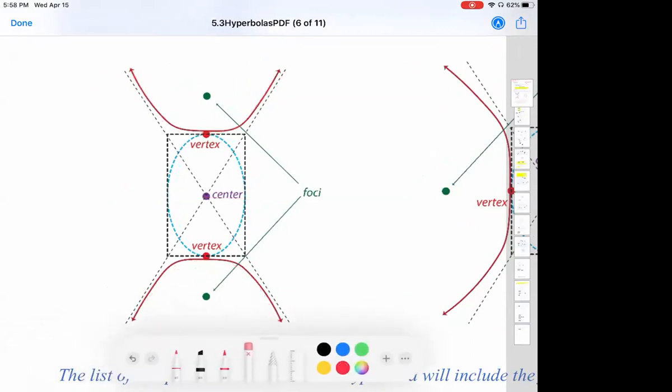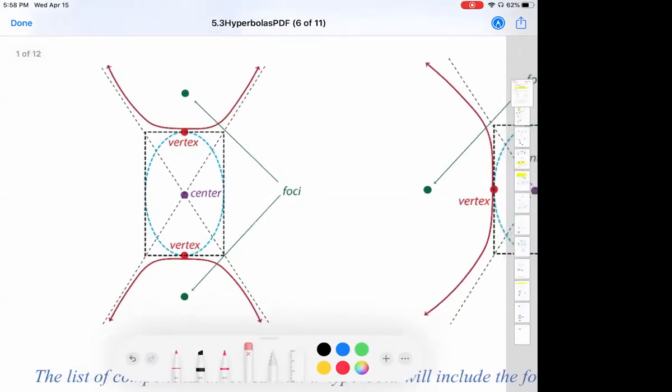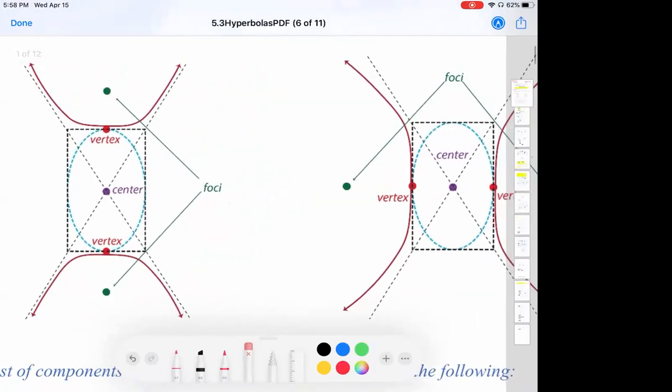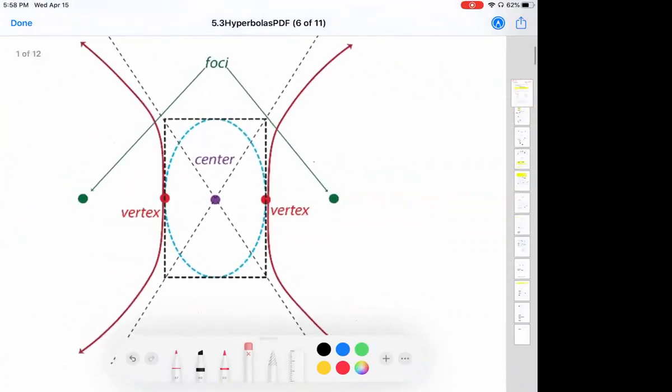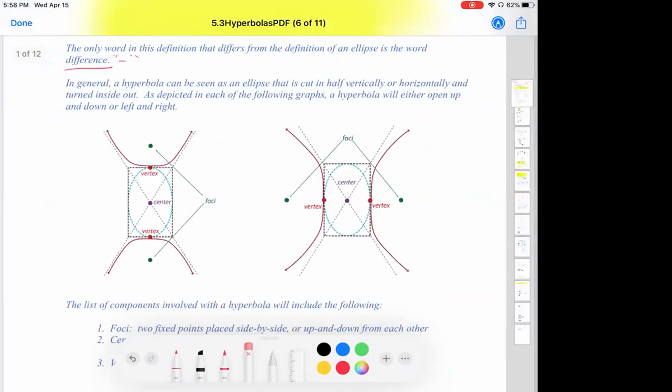Now just like a circle can have a major axis up and down or left to right, a hyperbola can open left or right or up and down, one of those two only. And we have these focus points, our foci, and they're in green.